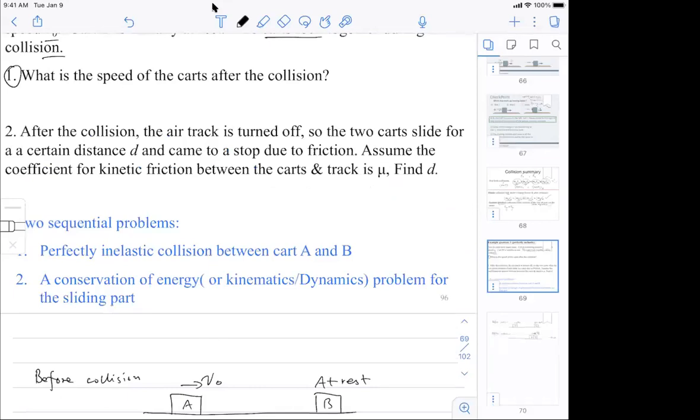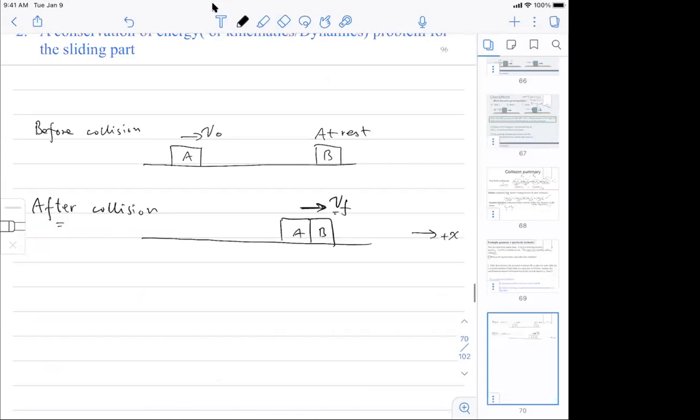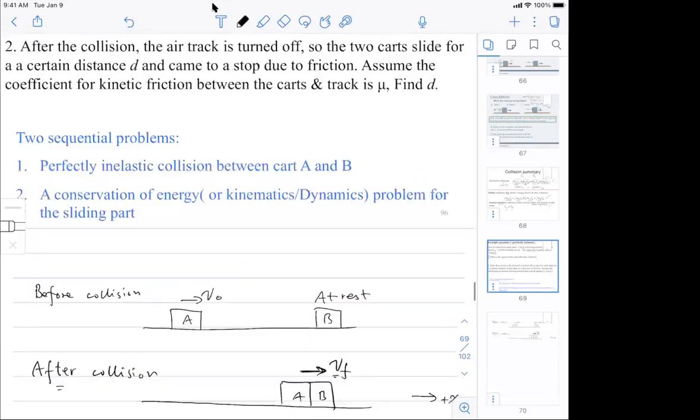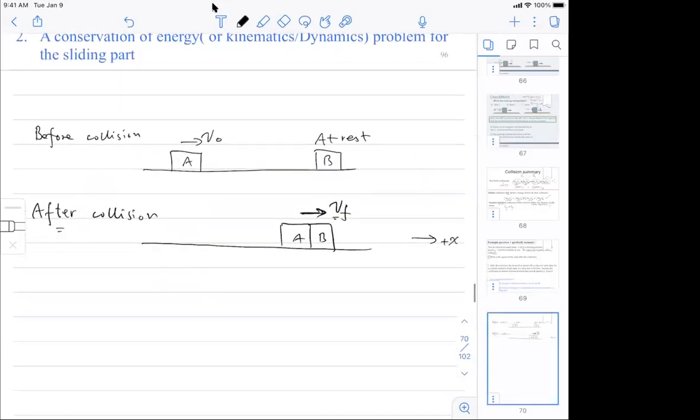Okay. Has anybody already solved the first question? What is the speed of the cars after the collision? Anybody did this one? It's the momentum of cart A divided by the sum of the masses of cart A and cart B. Yes, very good. Excellent. It turned out they're the same mass, so it's going to give you half of the speed, right? Very good. Let's see how we get that answer.